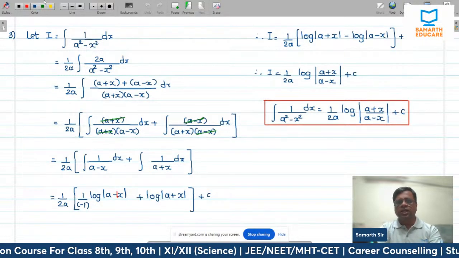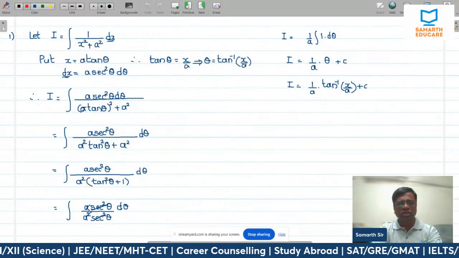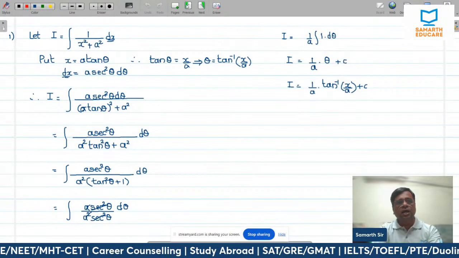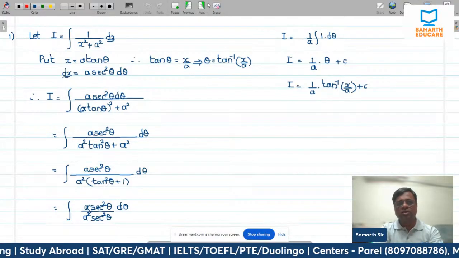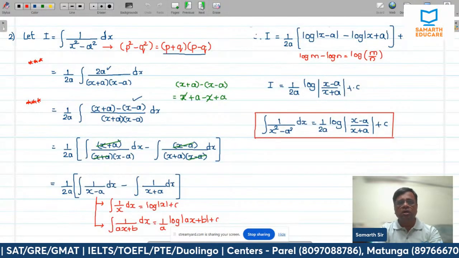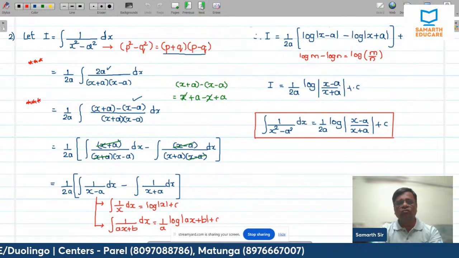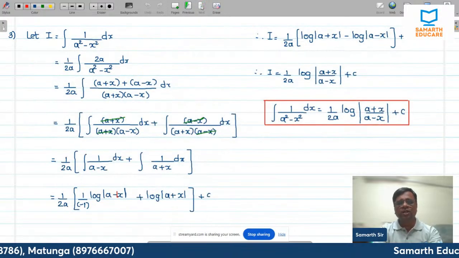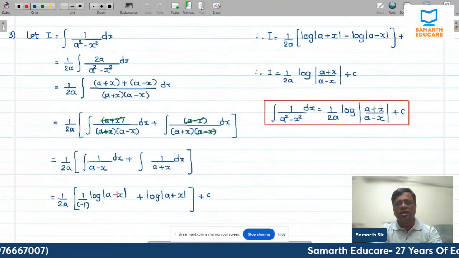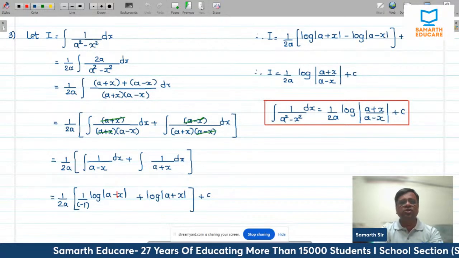So in the last class we studied 1 upon x square plus a square. I told you two ways to prove it. And the answer is 1 upon a tan inverse of x upon a plus c. Second was 1 upon x square minus a square. That answer is 1 upon 2a log of x minus a upon x plus a plus c. And the third one is 1 upon a square minus x square, and the answer is 1 upon 2a log of a plus x upon a minus x plus c. Right? So these were the three standard forms.